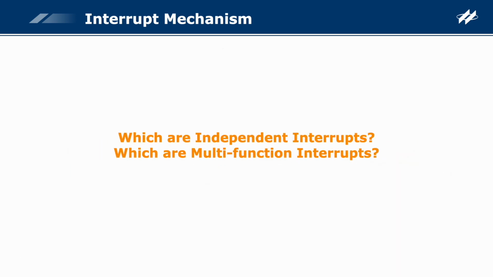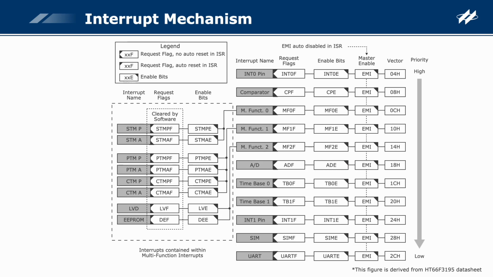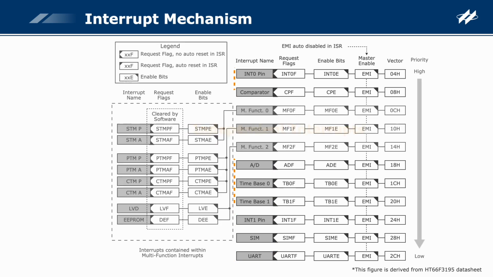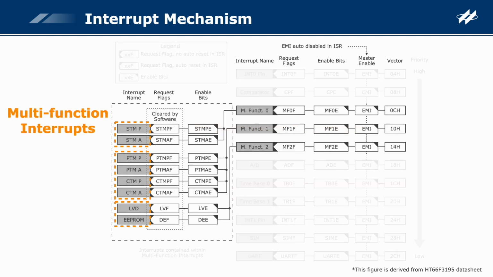So how do we know which are independent interrupts and which are multifunction interrupts? This requires referring to the corresponding datasheet. This is the HT8 interrupt mechanism, consisting of a series of interrupts ordered by interrupt vectors. As seen from the figure, this part is the independent interrupt type. This part is the multifunction interrupt type.